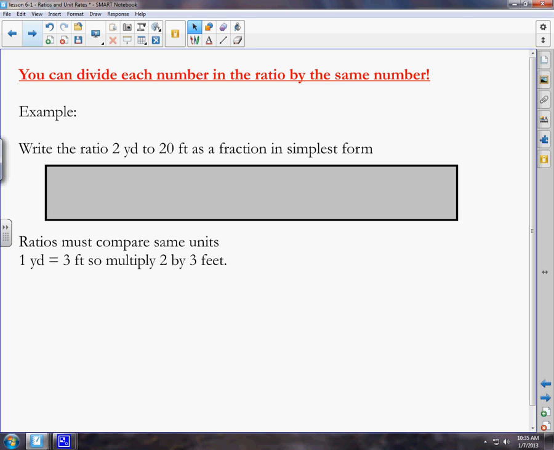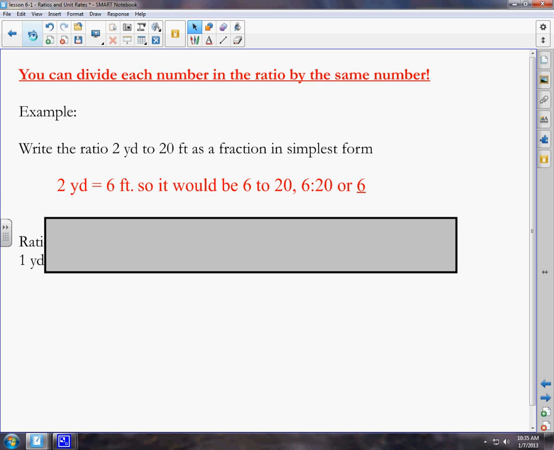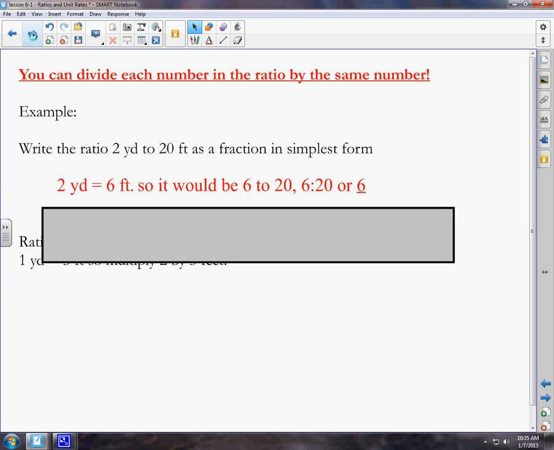So here's another example. Write the ratio 2 yards to 20 feet as a fraction. So 2 yards to 20 feet. Now this one's a little bit trickier because you have to figure out, okay, 2 yards equals 6 feet. So it would be 6 to 20, or 6 colon 20, or 6 over 20. When you are doing these rates and ratios, you want to make sure that you have the same unit. That's a key point. You're going to make sure they're both in the same unit.